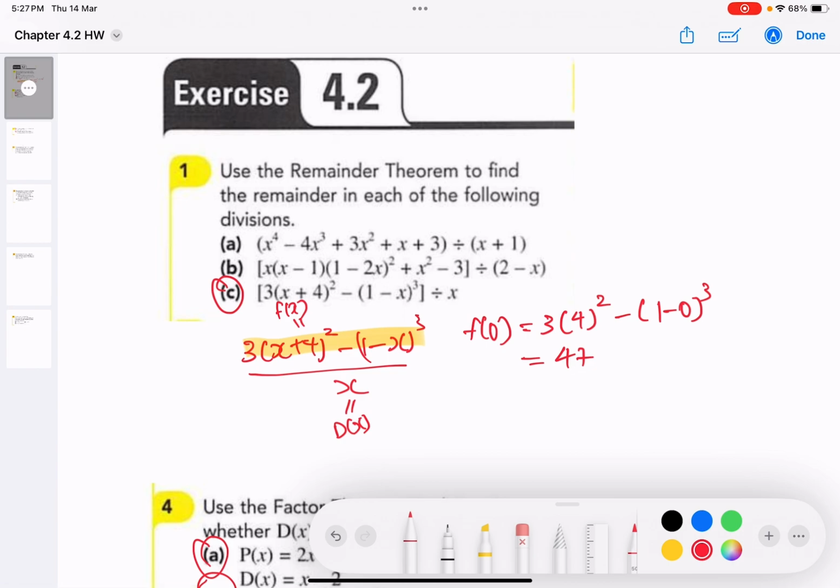Okay, so I repeat again. What does the remainder theorem tell us? We need to find out what value of x makes the divisor 0. This is the divisor because we're dividing by x, so the only way to make the divisor 0 is when x is equal to 0. We substitute that value of x into the original polynomial, the dividend, and the result gives us our remainder. That is basically what the remainder theorem is all about. Okay, let's move on to the next one.